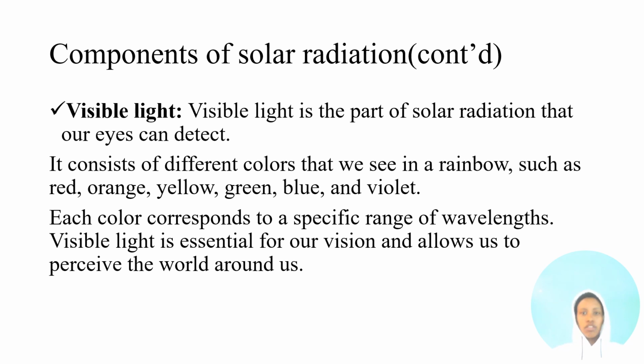The second component of solar radiation is visible light. Visible light is the part of solar radiation that our eyes can detect. It consists of different colors that we see in a rainbow, such as red, orange, yellow, blue, and violet. Each color corresponds to a specific range of wavelength. Visible light is essential for our vision and allows us to perceive the world around us.